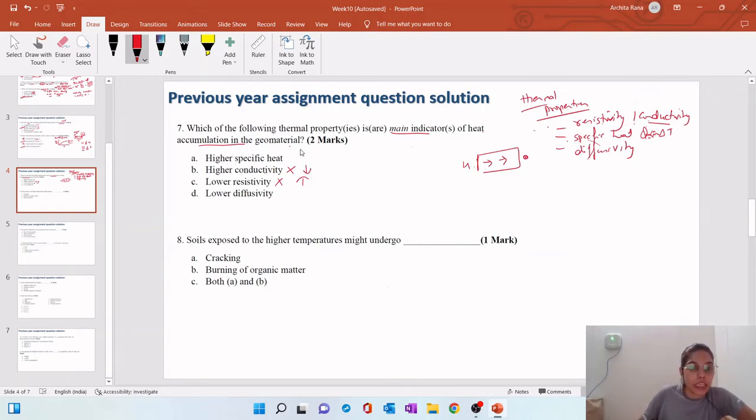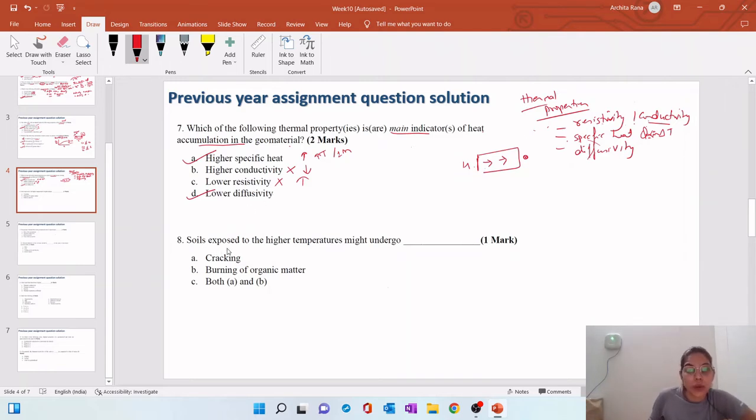Next is specific heat. Yes, it should be high, because if specific heat, which is Cp or Q, is high, it means there is more temperature increase per unit mass. And low diffusivity means there is low transmission of heat. It means it can get accumulated, or it can stay for a long period in one place. So these both are the answer: high specific heat and low diffusivity.